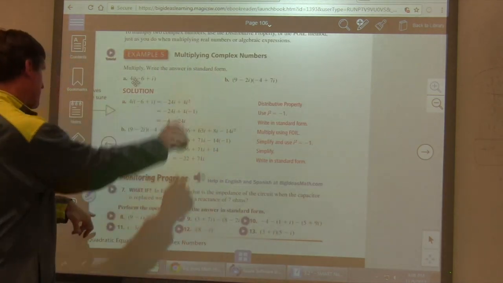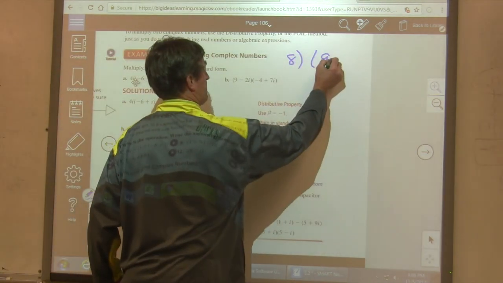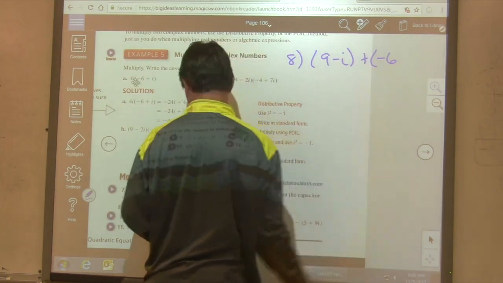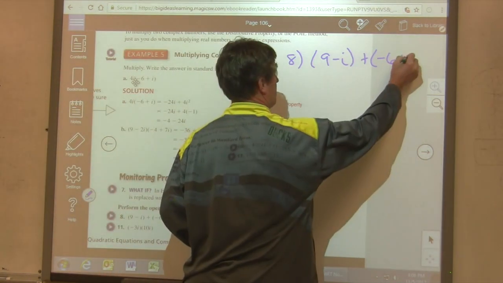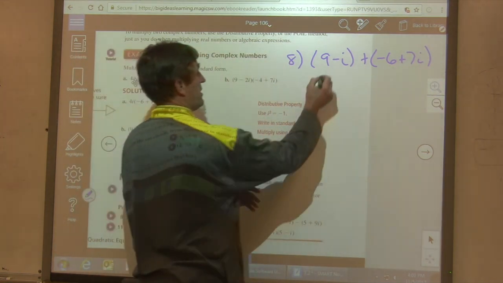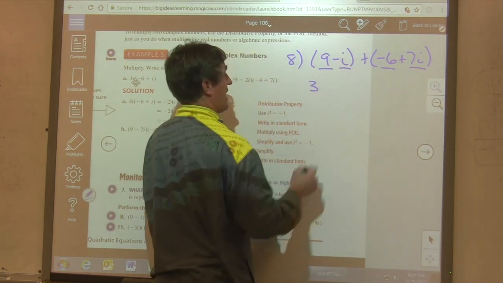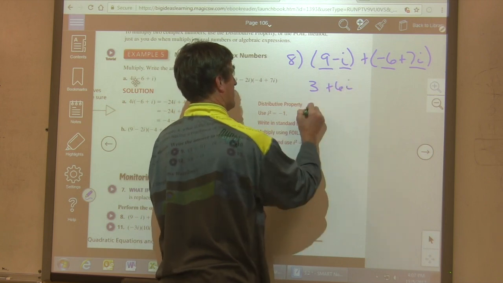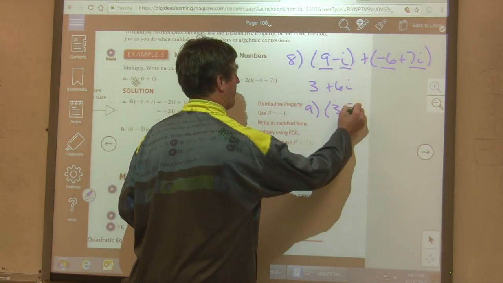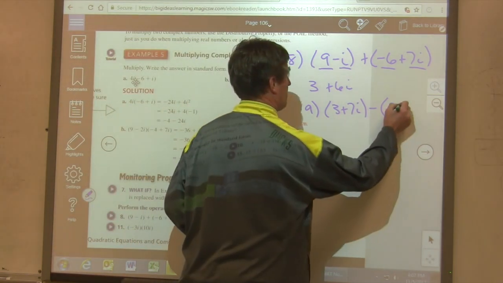So I'll just go through these up here so you can see them. Number 8 said 9 minus i plus negative 6 plus 7i. So again, it's addition, so we just add the like parts. 9 plus a negative 6 is 3. Negative i plus 7i is a plus 6i. Number 9, 3 plus 7i minus 8 minus 2i.